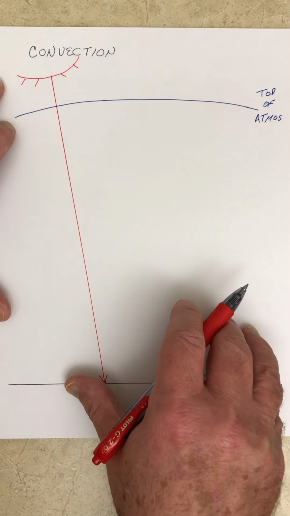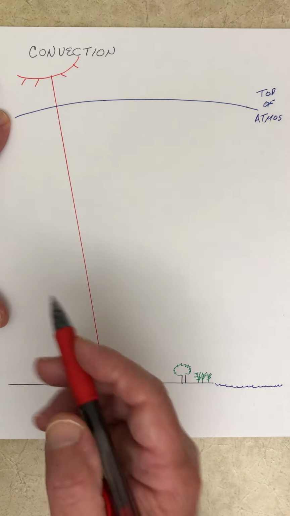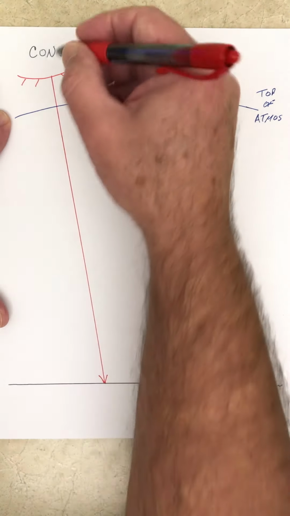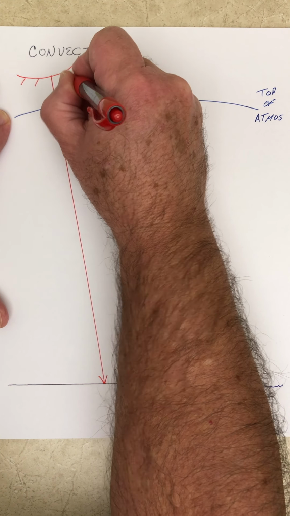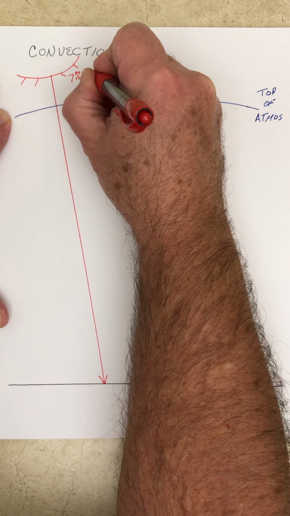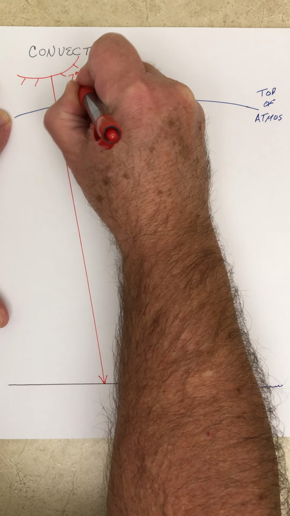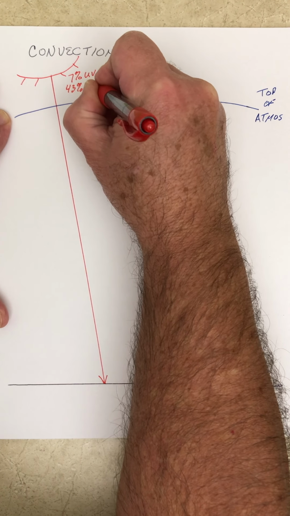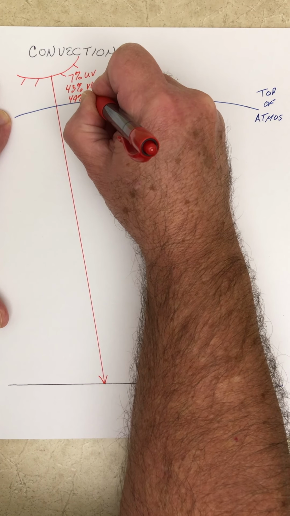Okay, so let's talk about the first way to get air to rise, which is through convection. And so convection all starts with the sun. So solar radiation leaves the sun, and what reaches the top of the Earth's atmosphere is 7% ultraviolet radiation, 43% visible radiation, and 49% infrared radiation.